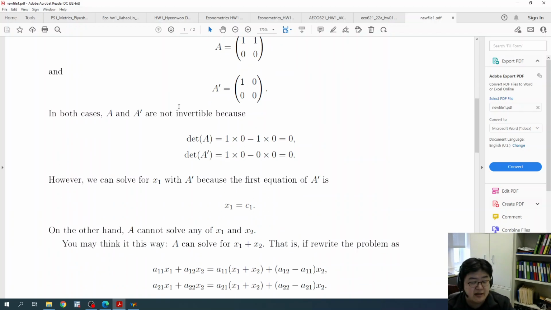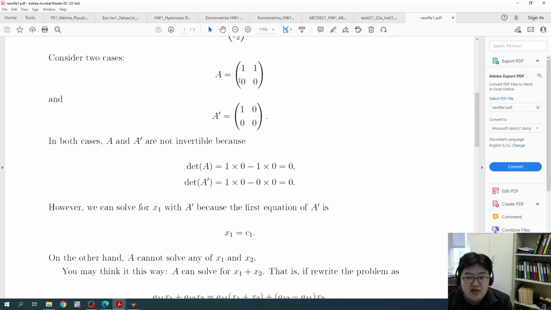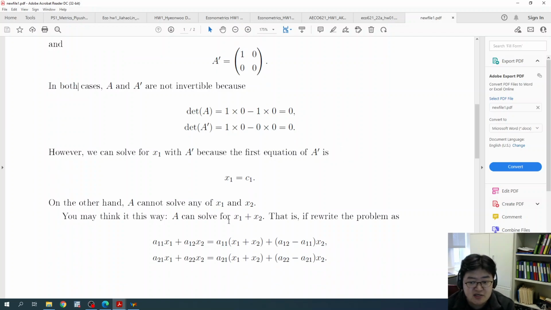And how can you understand this? You can understand it as a matter of reparameterization. When you are interested in x1 plus x2, this equation will help, but the other equation will not help you at all. So if you are interested in x1 plus x2, then A works better than A prime. But if you are interested in x1, then A prime helps you better.